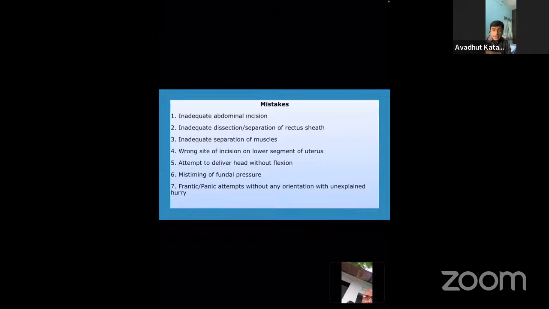Last thing, again, it is very important. Frantic and panic attempts without any orientation, with unexplained hurry. If the fetal head is not coming, the operator becomes very panicked, very anxious. Sometimes that surgeon becomes blank. He does not know what to do and what not to do. And at that time he does something very unusual and he may face problems. So the frantic and panic attempts without any orientation.